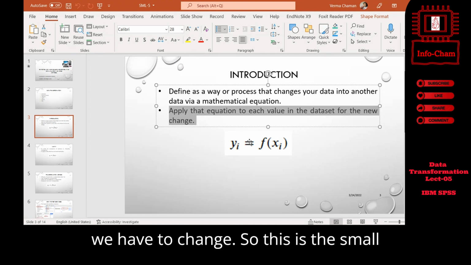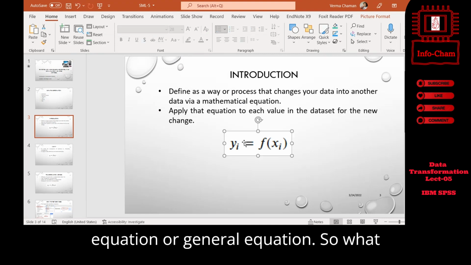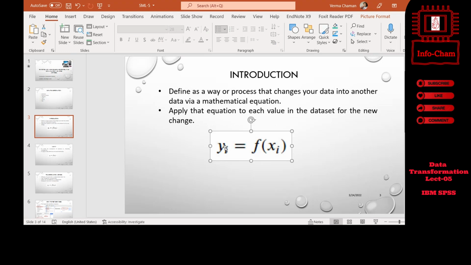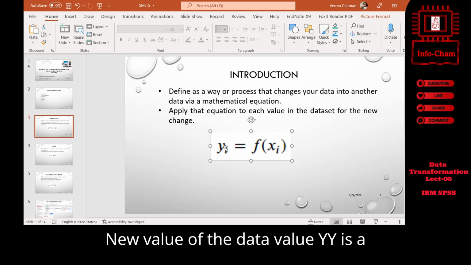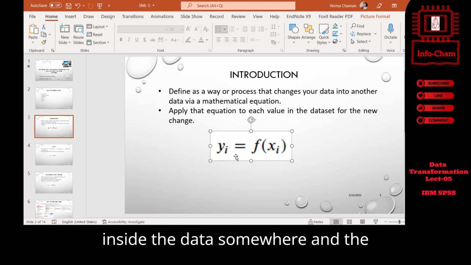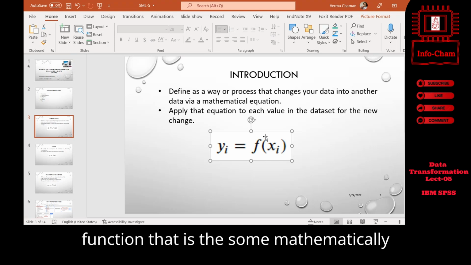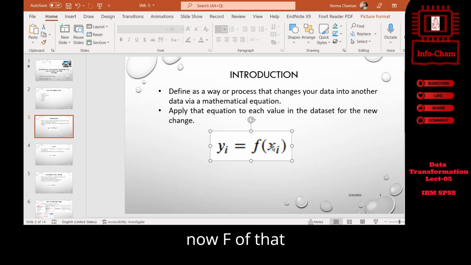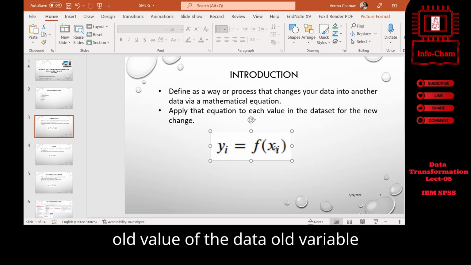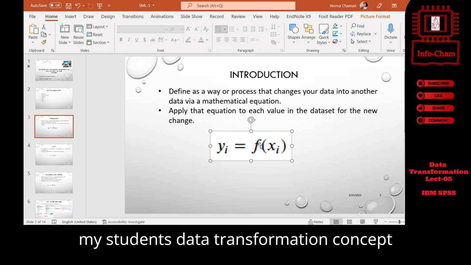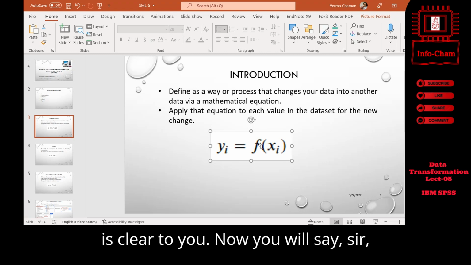This is the general equation. What will be the new value? That is y, the new value of the data. Y is a variable, and i is the position of a value inside the data. And the function is some mathematical function. We will learn these functions now. y_i = f(x_i), where x_i is the old value of the data, the ith value. So my students, is the data transformation concept clear to you?